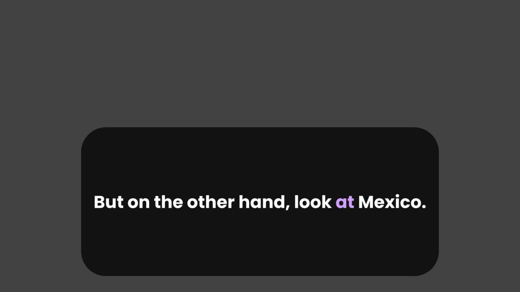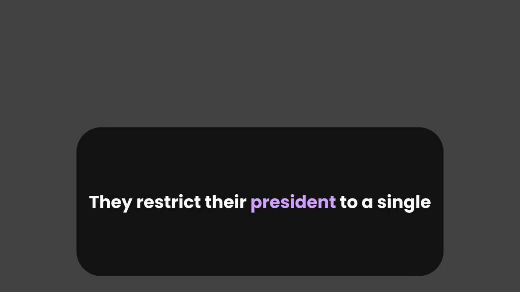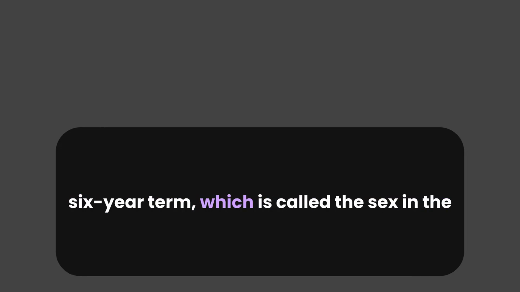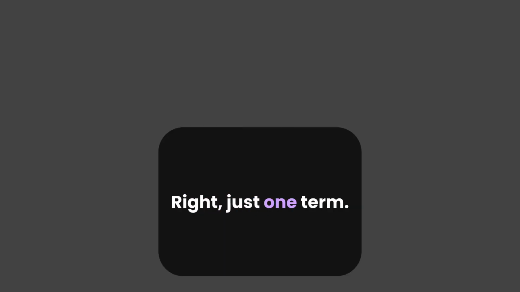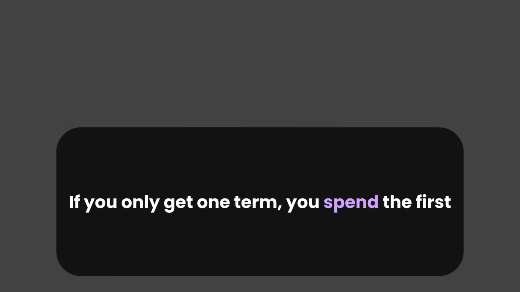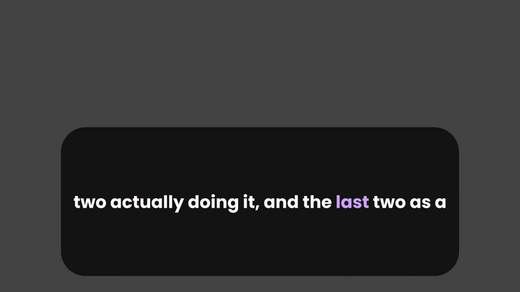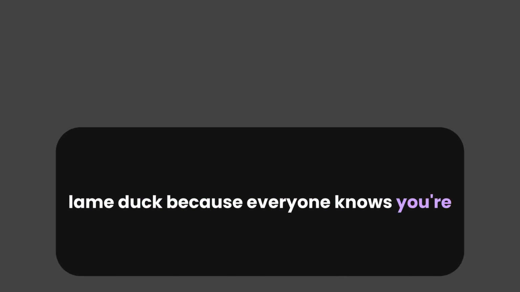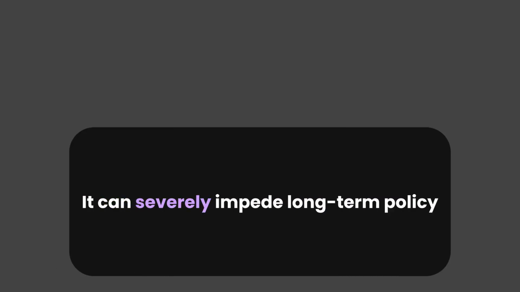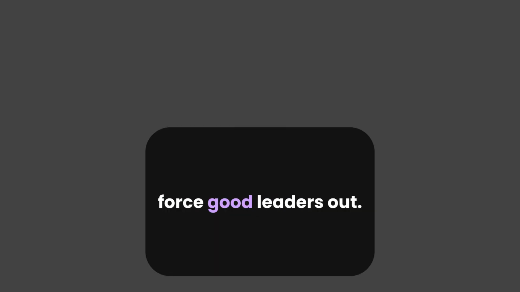But on the other hand, look at Mexico. They restrict their president to a single 6-year term, which is called a sexennial. Right, just one term. If you only get one term, you spend the first 2 years learning how to govern, the middle two actually doing it, and the last two as a lame duck because everyone knows you're about to leave power. It can severely impede long-term policy continuity, right? Right. Or force good leaders out.